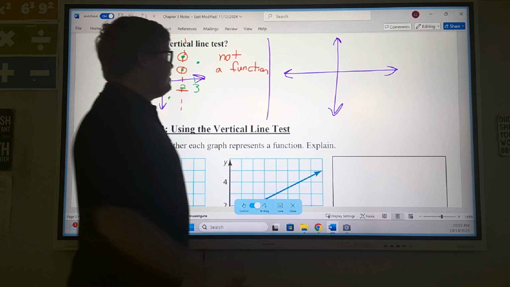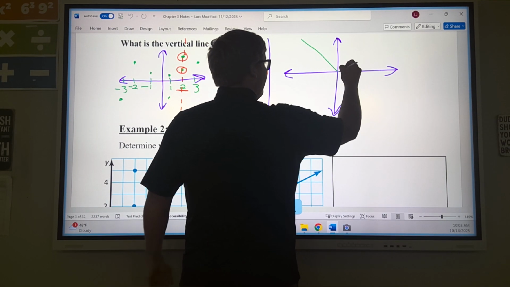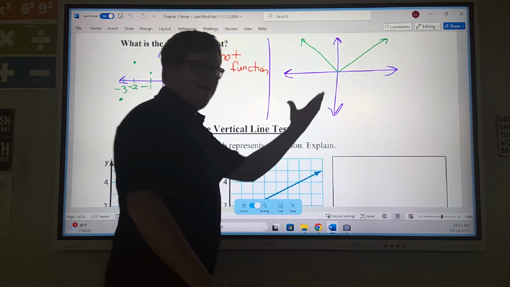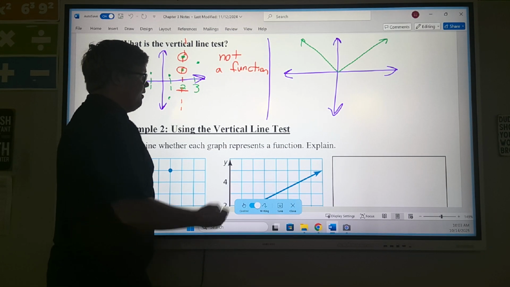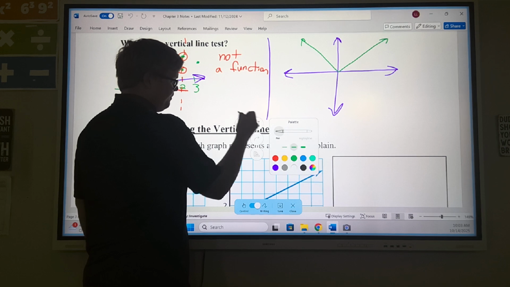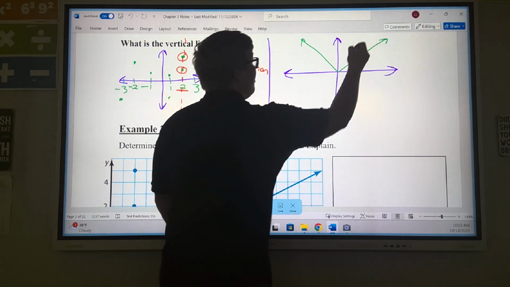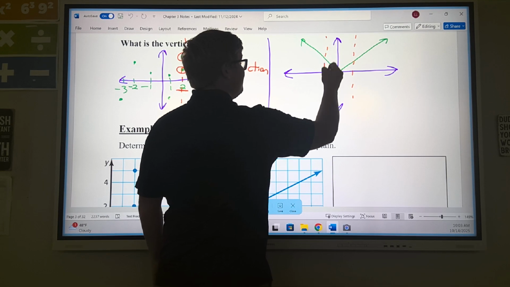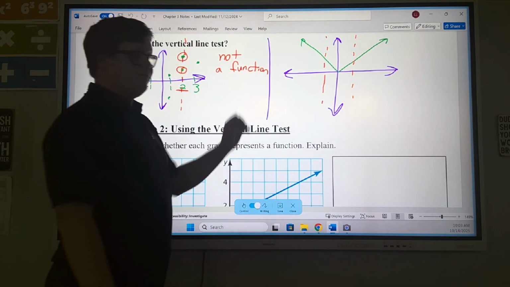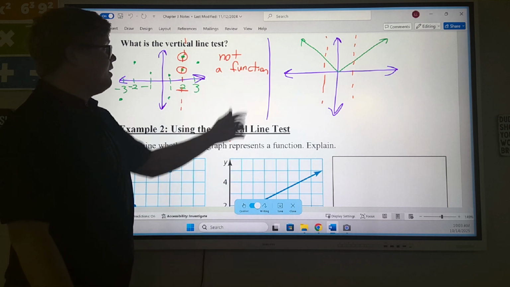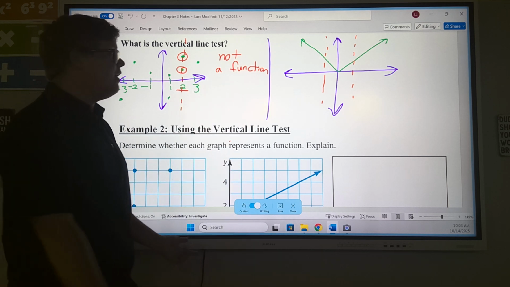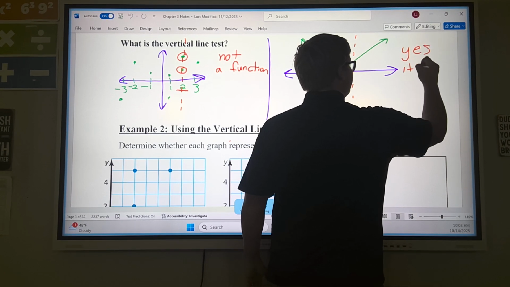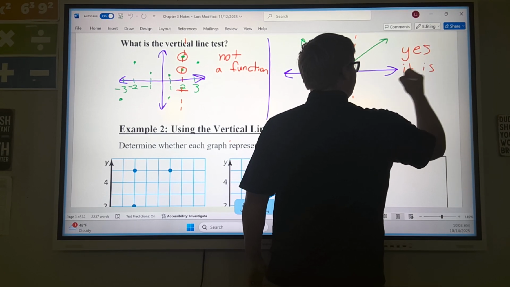Now, over on the right side here, I'll draw a line. So you might get a graph that looks like this. Okay, in this situation, we draw our vertical line pretty much anywhere. Let's draw it over here. We know that the same x value is not going to be used more than once, so it does pass our vertical line test, so it is a function. So yes, it is a function.